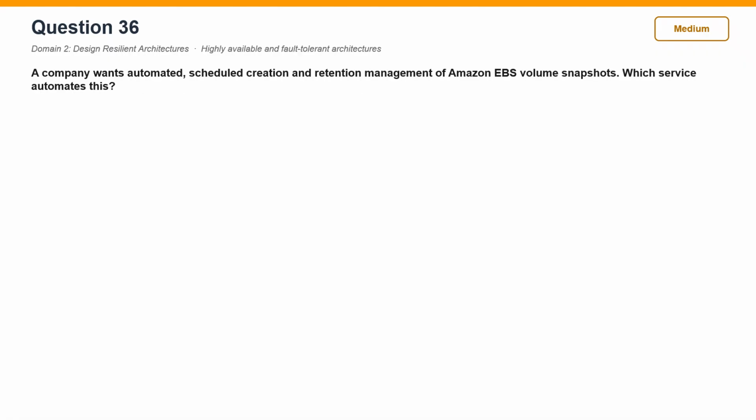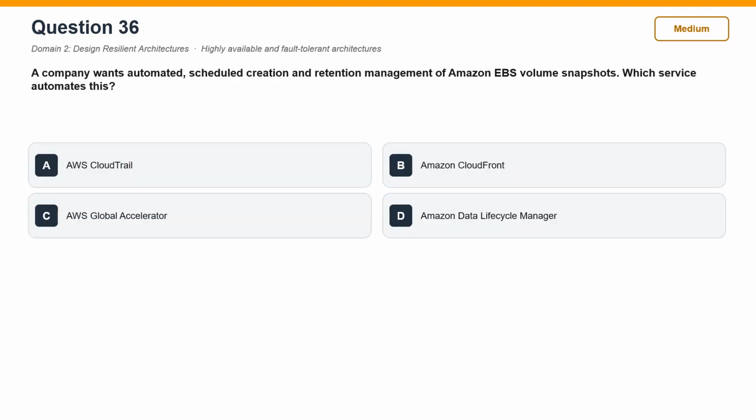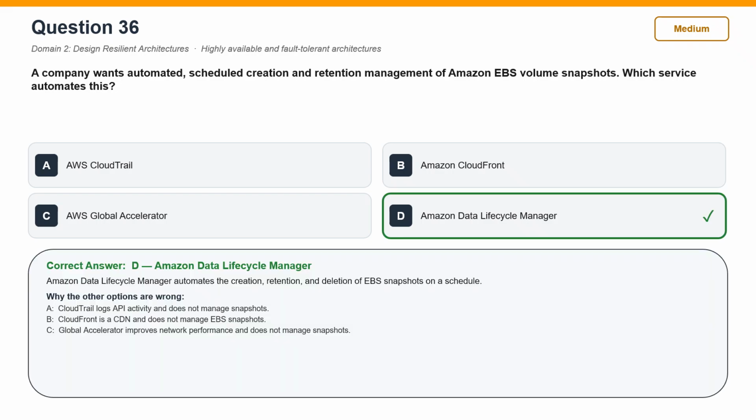Question 36. A company wants automated, scheduled creation and retention management of Amazon EBS volume snapshots. Which service automates this? The correct answer is D. Amazon Data Lifecycle Manager. Amazon Data Lifecycle Manager automates the creation, retention, and deletion of EBS snapshots on a schedule. Now, why the other options are wrong?